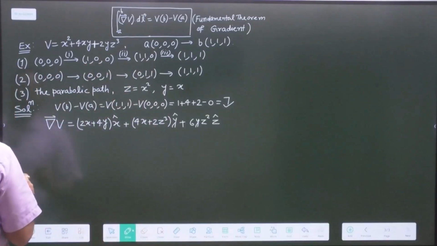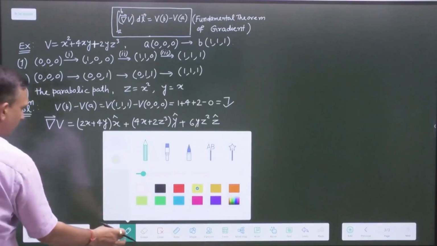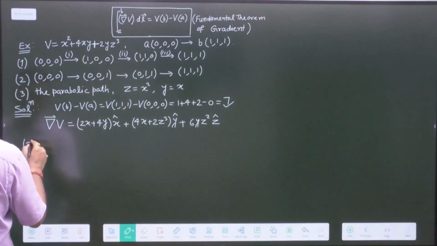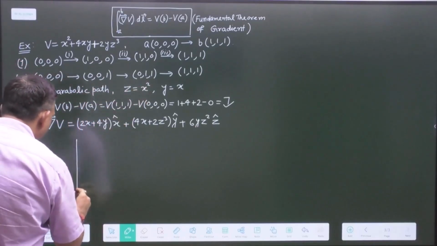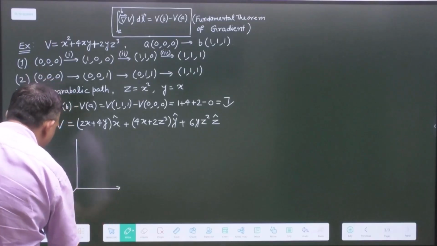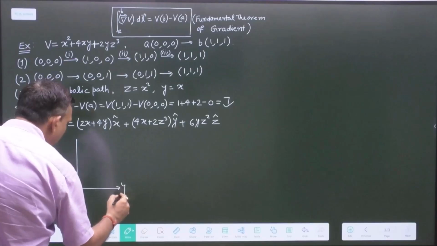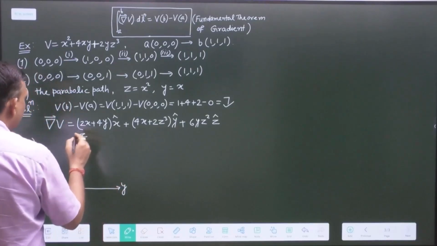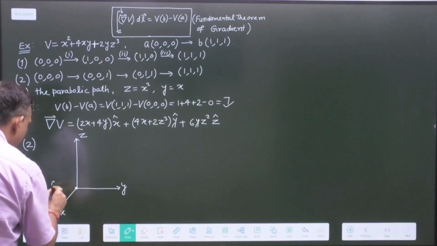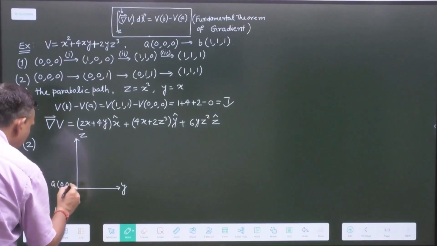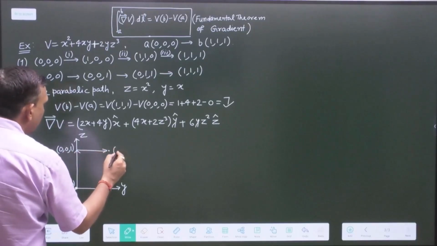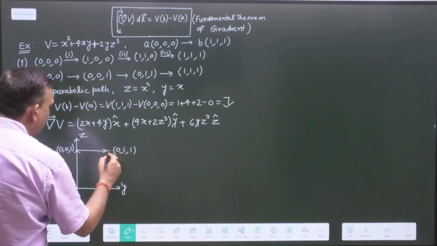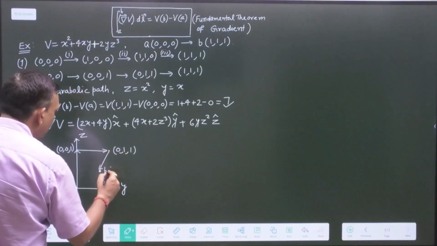So the second path is again along a different path. You have to move from A to B along a different path. So this is X, Y and Z. This point is 0, 0, 0. Now this point is 0, 0, 1. Another point is 0, 1, 1. And then you should move to point B, that is 1, 1, 1.